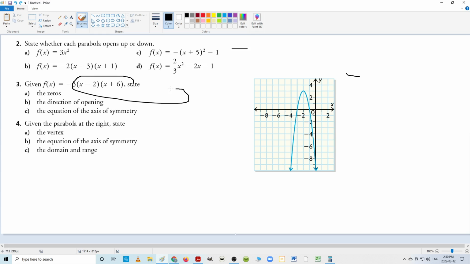Given this, state the zeros, the direction of opening, and so on. Just checking the factors, I see that they're written in the correct order, so the direction of opening is downwards. Now let's look at the zeros.